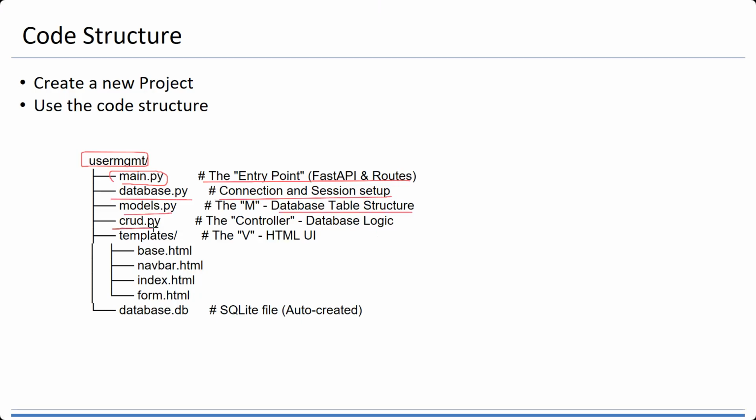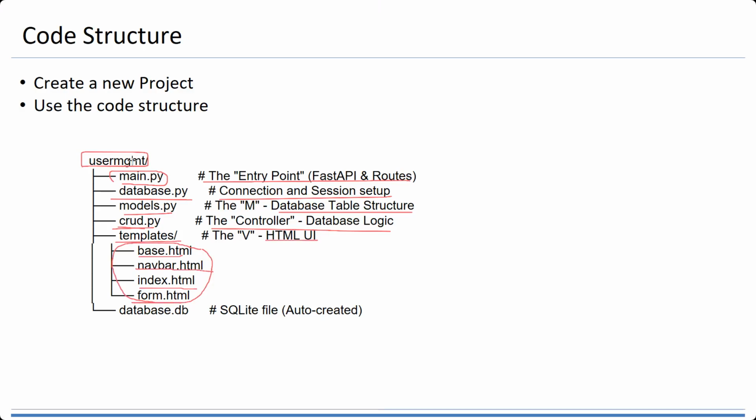And then CRUD. Some literatures call this the controller, so it will control your database. In this case, I'm using CRUD: create, read, update, delete. And then the templates. So we are showing the result in the HTML UI. I'm still using the same HTML, so I will not change the HTML. I'm using the base, navbar, index, and form. So later on, let's get back to how to copy and paste these files into your project.